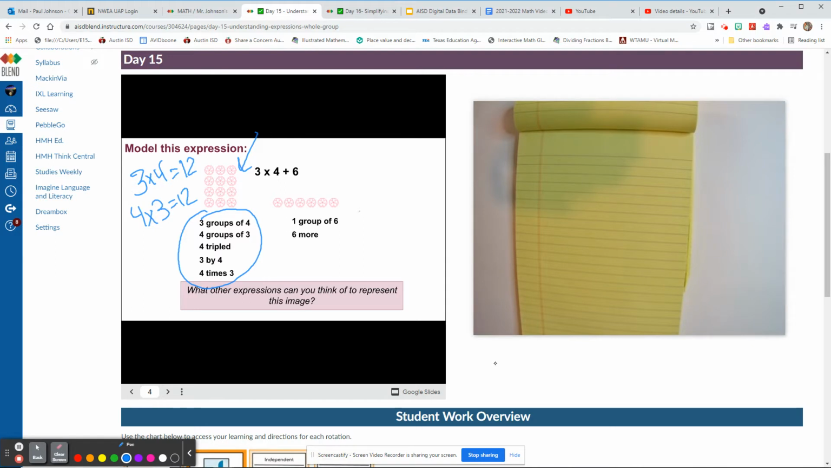Then over here you had 1 group of 6. So remember that's like 1 times 6. Or just 6 more. Kind of sounds like plus 6. So there's different ways of saying what we're looking at. And then that kind of puts it into the expression form.